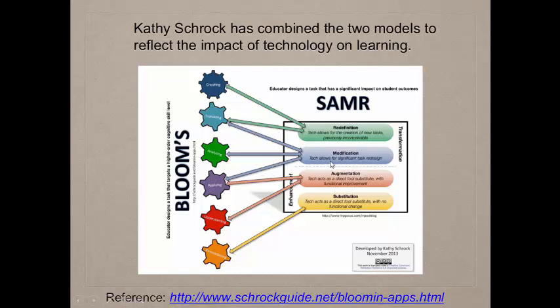So the technology allows for significant task redesign. So you can sort of see how this is evolving, and by combining them together it makes sense. Then we have evaluating and creating in redefinition. The technology allows for the creation of new tasks previously inconceivable. Oh, and sorry, let me come back to that for a moment. This is where the transformation occurs, and the educator can design a task that has significant impact on student outcomes.